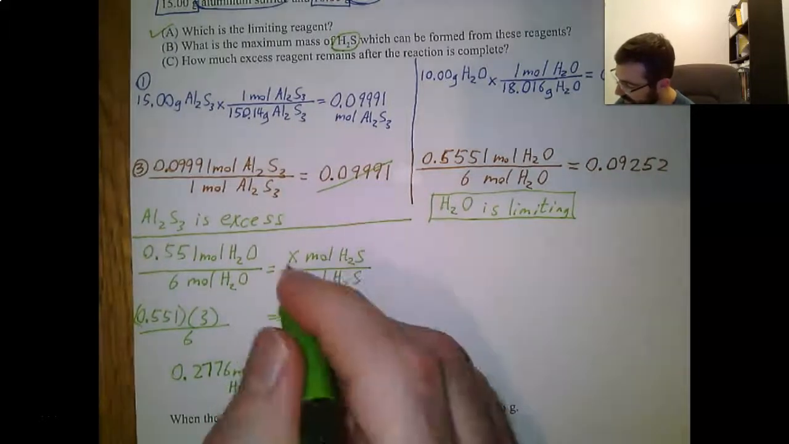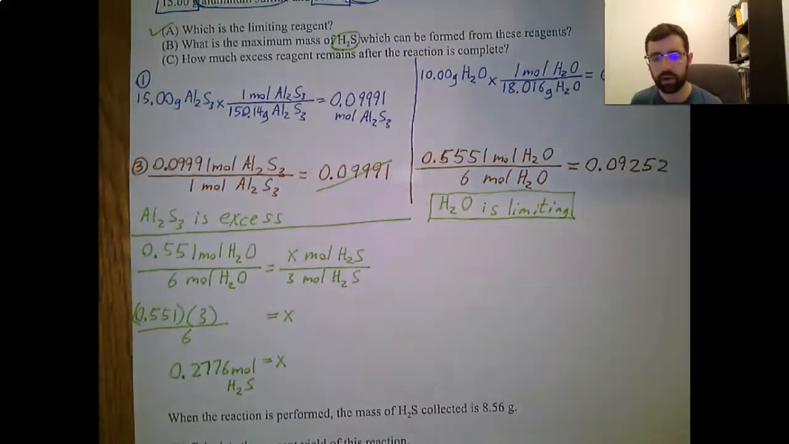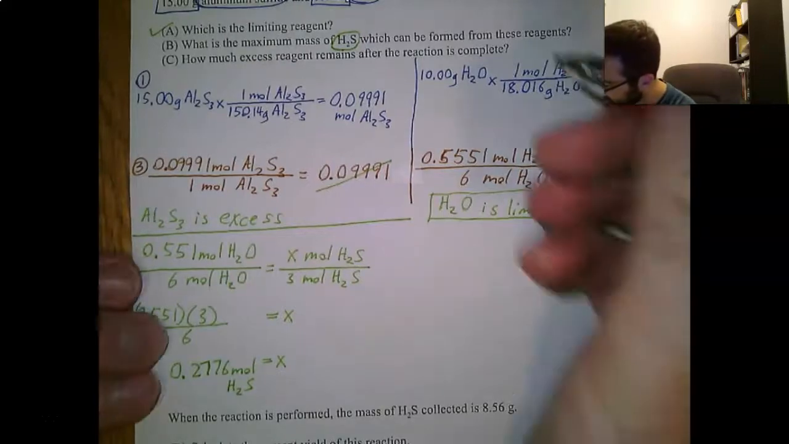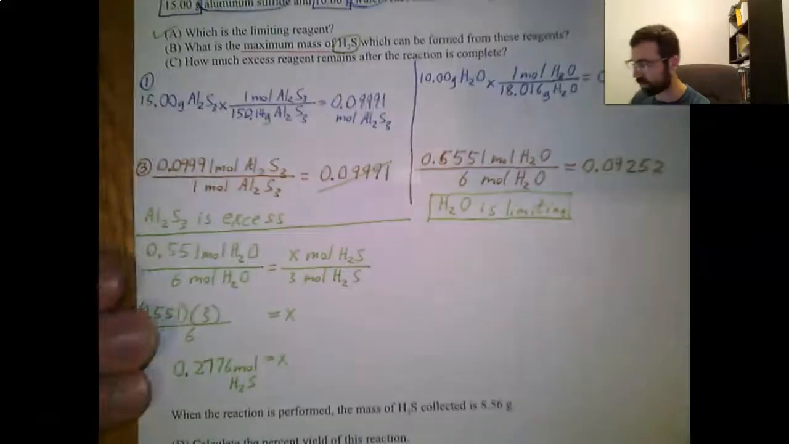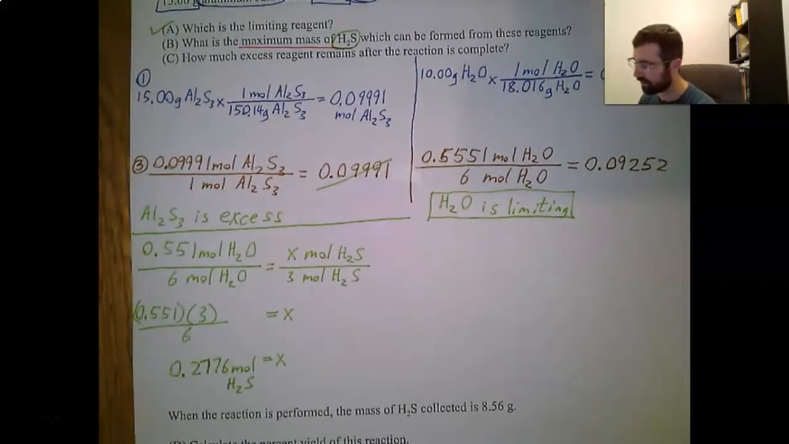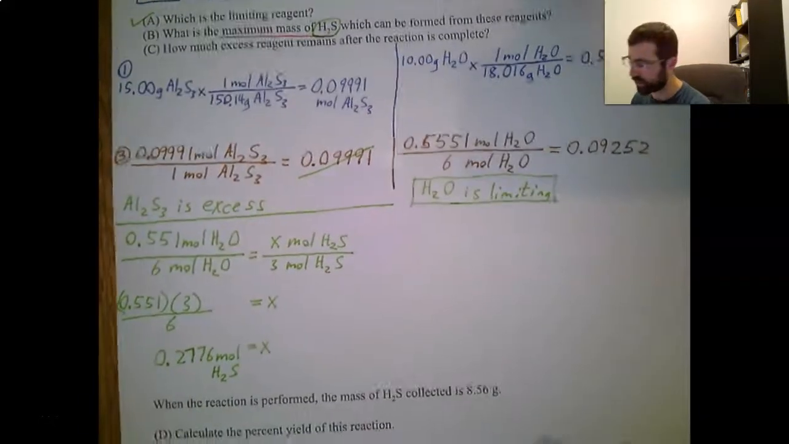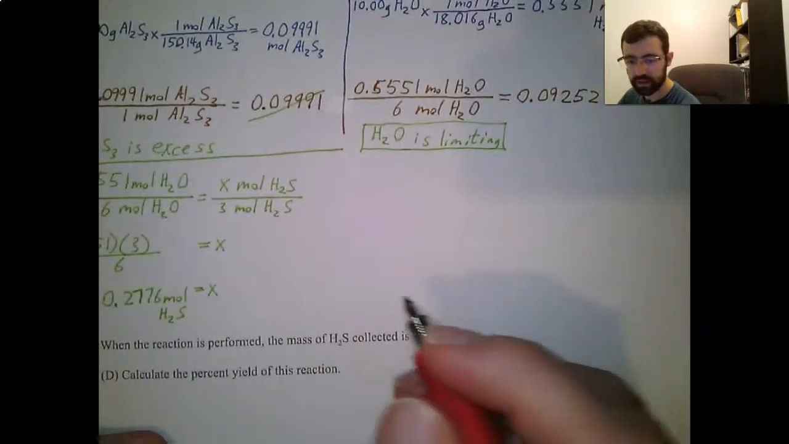Moles of H2S. All right, but I didn't want to know how many moles of H2S it is. Part B asks me for how many grams. It asks for the mass of H2S, so that's how many grams of H2S that we could get. So I'm going to do that up here.